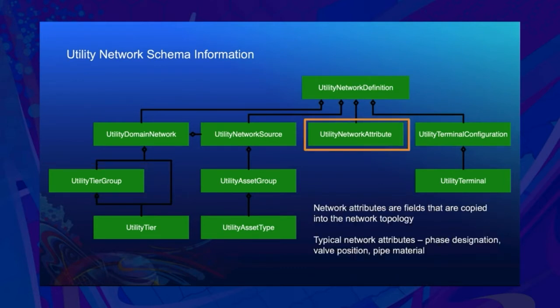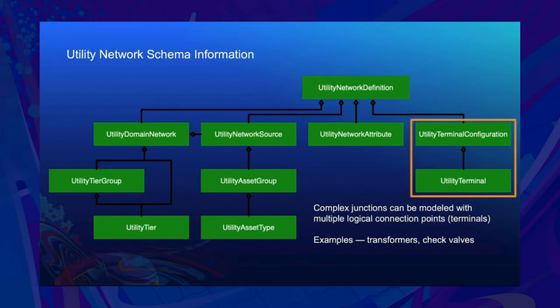Now, network attributes are fields that are copied into the network topology. You could think of the topology as an index that is used by tracing analytics. So it's much faster for tracing to get the value from the index itself rather than go out to the tables. So typically, attributes that are used in tracing are copied in as network attributes. Some examples would be phase designation for an electric network, or valve position, or pipe material for a pipe-based network.